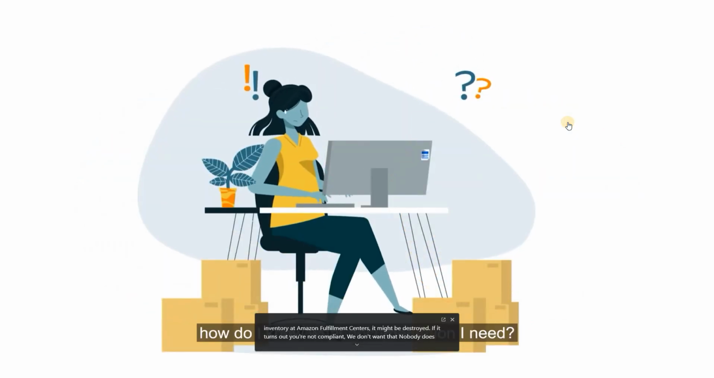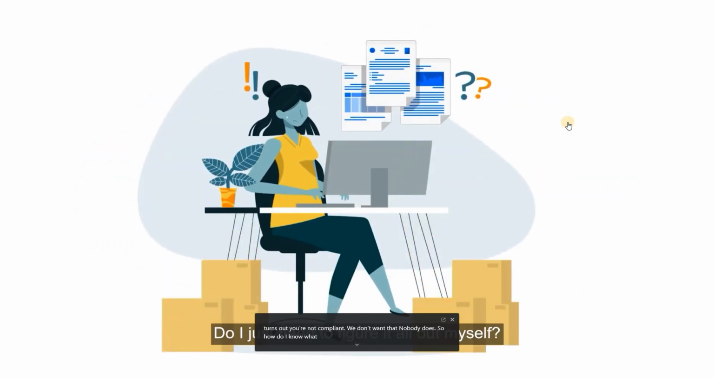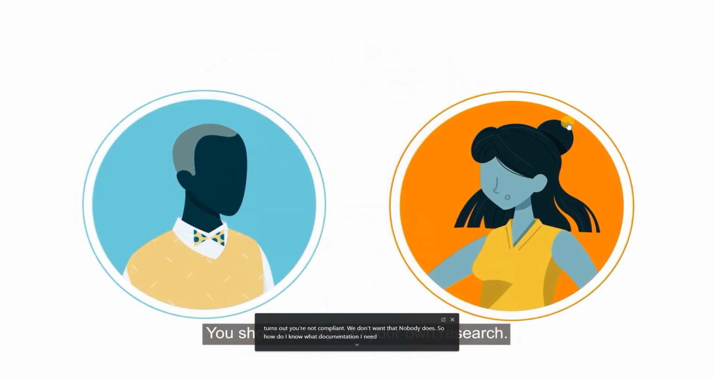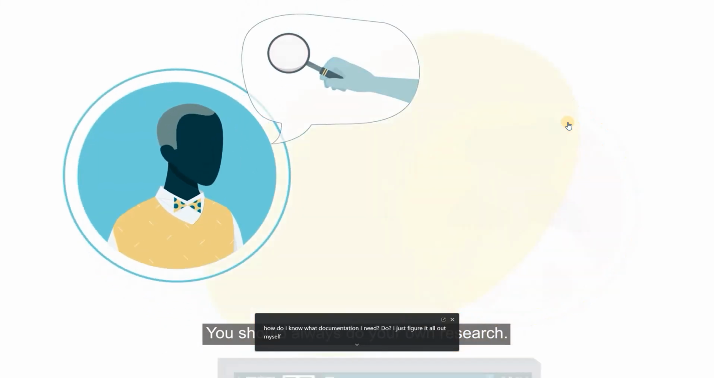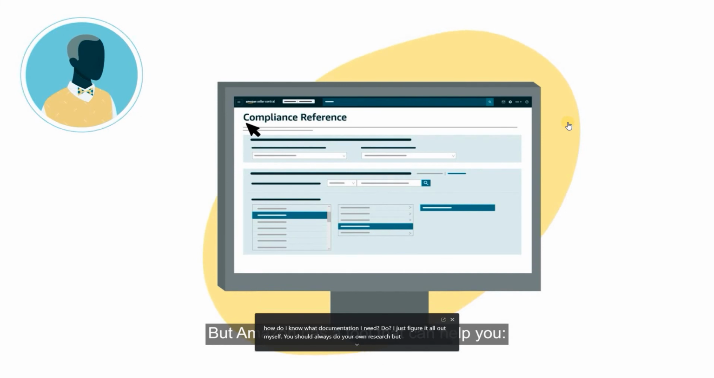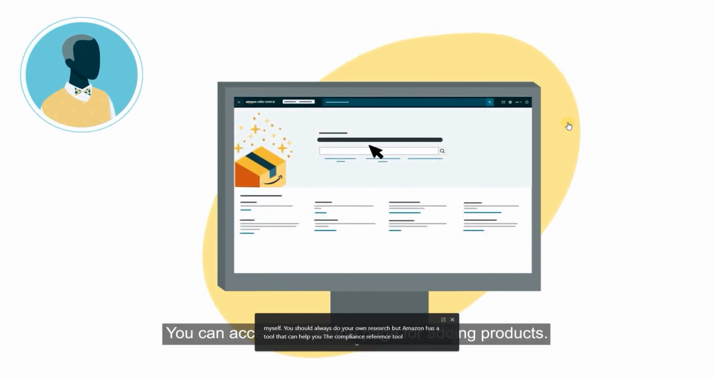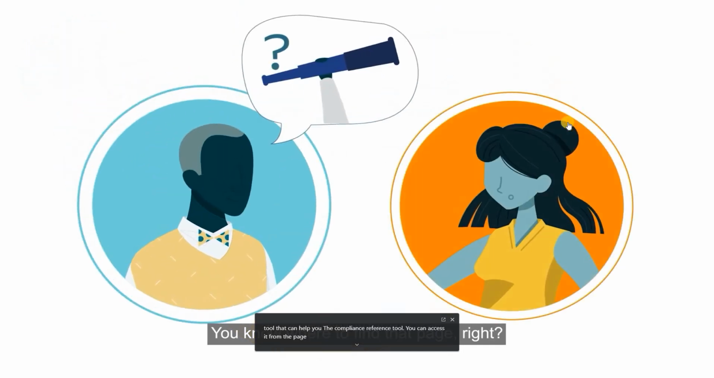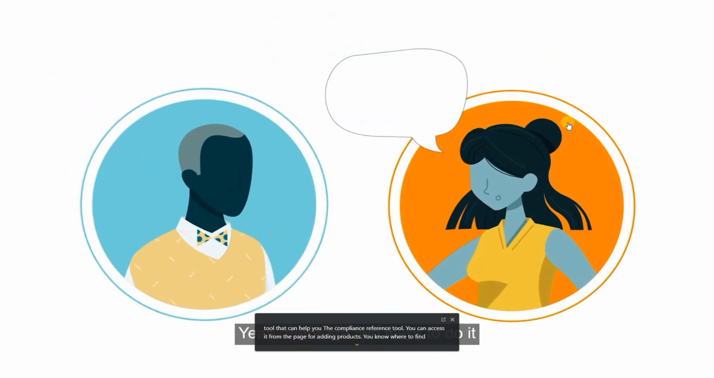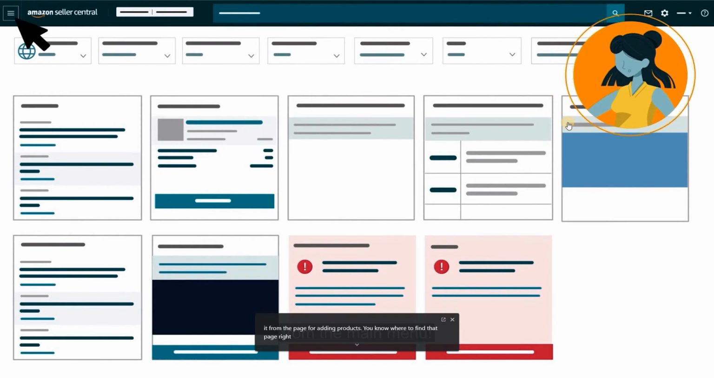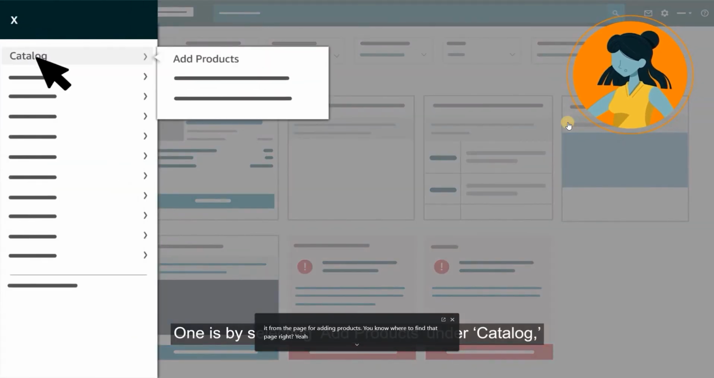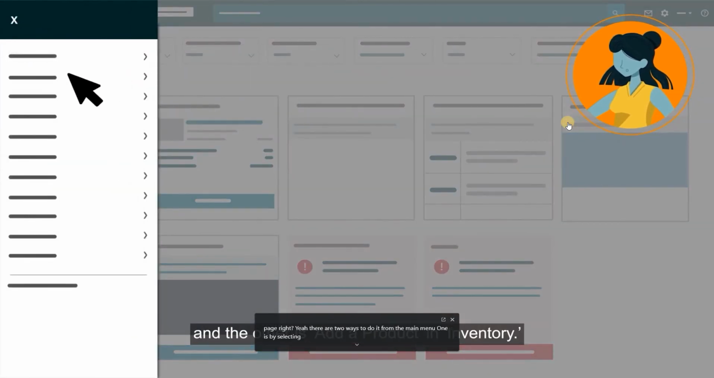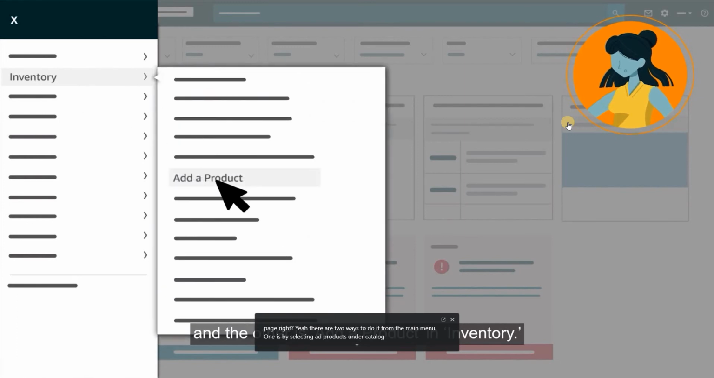So, how do I know what documentation I need? Do I just figure it all out myself? You should always do your own research, but Amazon has a tool that can help you, the Compliance Reference Tool. You can access it from the page for adding products. You know where to find that page, right? Yeah, there are two ways to do it from the main menu. One is by selecting Add Products under Catalog, and the other is Add a Product in Inventory.